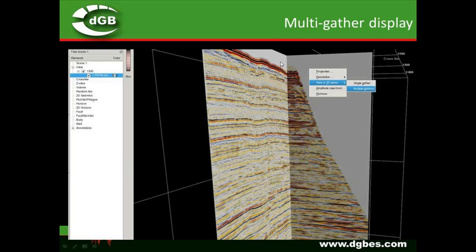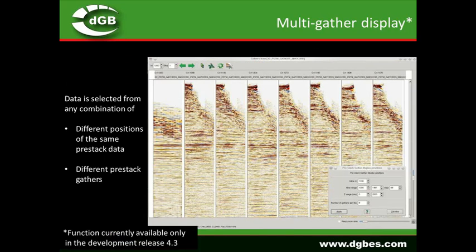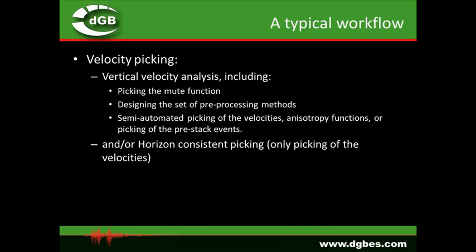What you can do in this scene of displaying multiple gathers, you can also do in a 2D viewer now, and that is a new function available only in the current development release 4.3. In this multi-gather display 2D viewer, you can choose to display either different positions of the same PreStack data store, or different PreStack gathers. And that is only for displaying the data as it has been loaded from the input file.